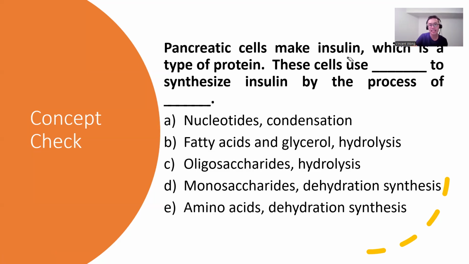Pancreatic cells make insulin, which is a type of protein. These cells use something to synthesize insulin by the process of something. It doesn't matter what pancreatic cells are, even if you don't know what it is. And even if you don't know what insulin is, that's okay as well, because the question tells you it is a type of protein. So basically, the question is asking you, how do you build proteins? The monomers for proteins are amino acids, and to connect amino acids together, you need to do dehydration synthesis. Dehydration synthesis.